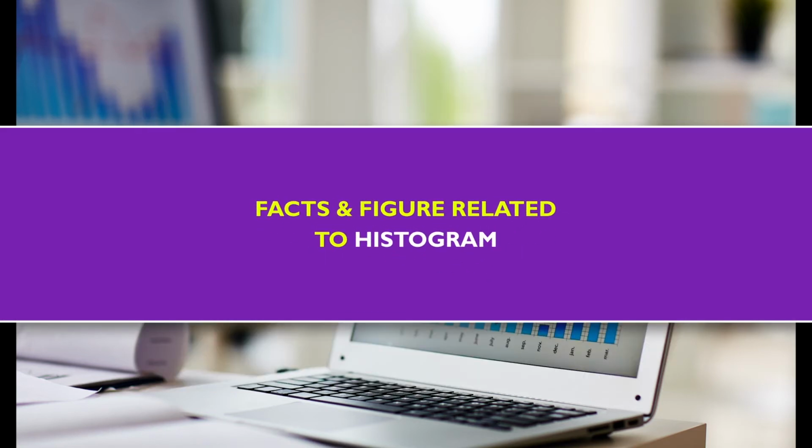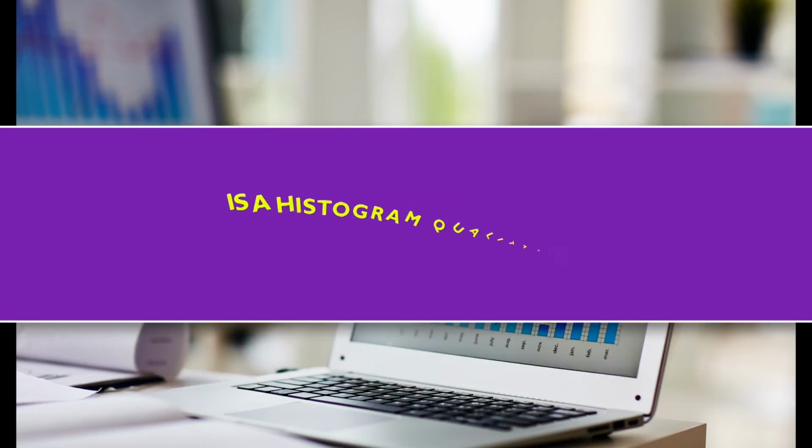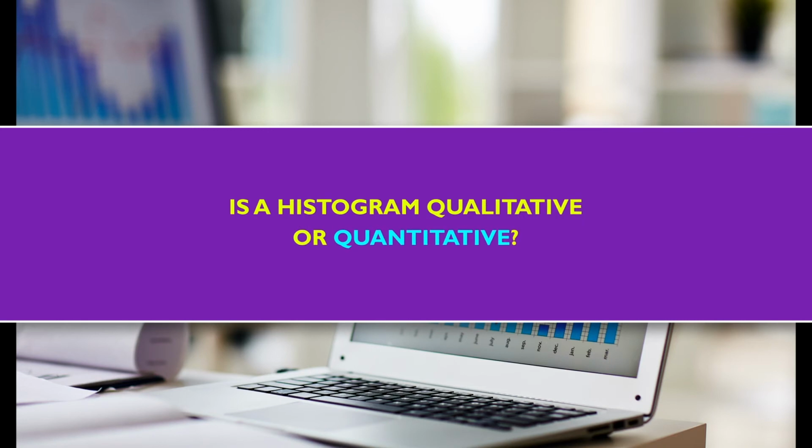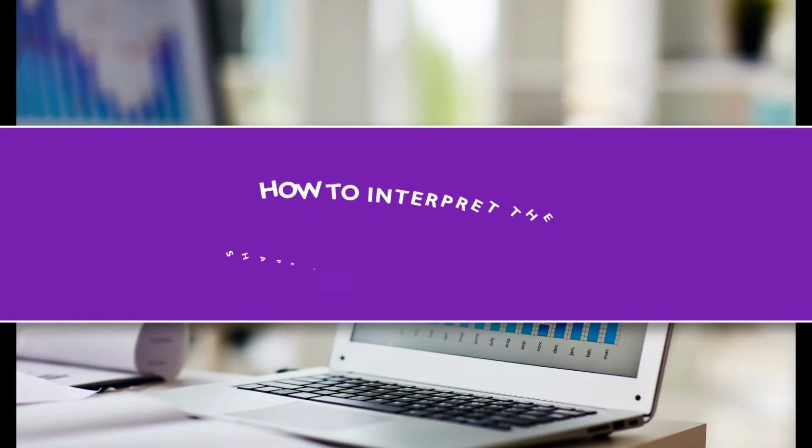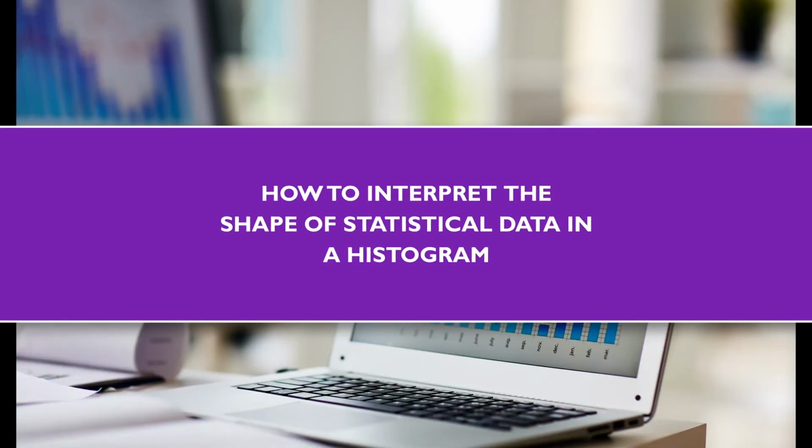There are certain facts and figures related to histograms. Now the question is whether a histogram is qualitative or quantitative. Pie charts and bar diagrams are used for qualitative data, which is very true; we have already seen that. Histograms, similar to bar graphs, are used for quantitative data. Line graphs are used for quantitative data. Scatter graphs are used for quantitative data. So the bar chart and pie chart are more qualitative in nature, whereas the histogram is more quantitative in nature.